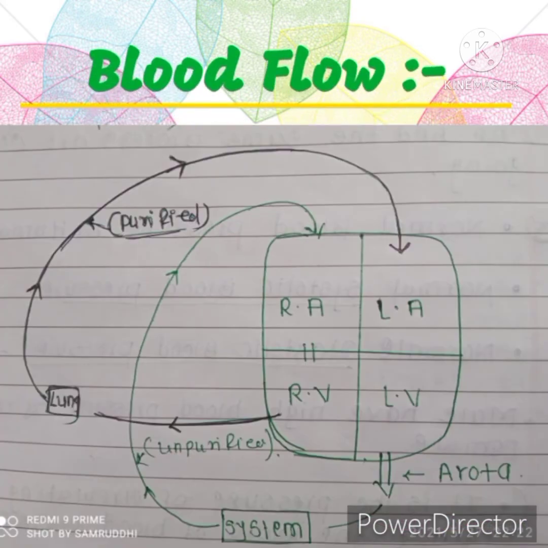Then blood flow. Look at the figure. The figure shows unidirectional blood flow. It starts from the left ventricle. The oxygenated blood can pass through the aorta towards the system, and from the system the blood can pass towards the right auricle, which is seen in the figure.